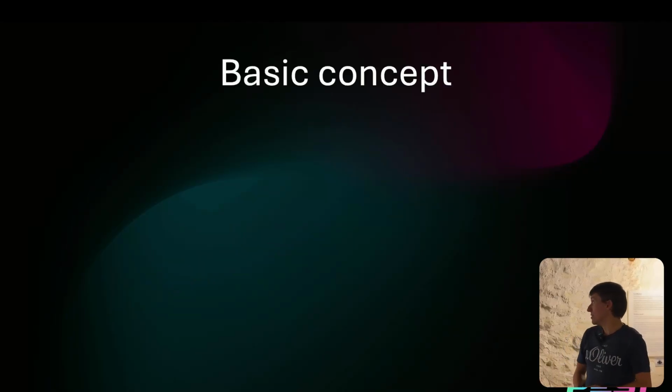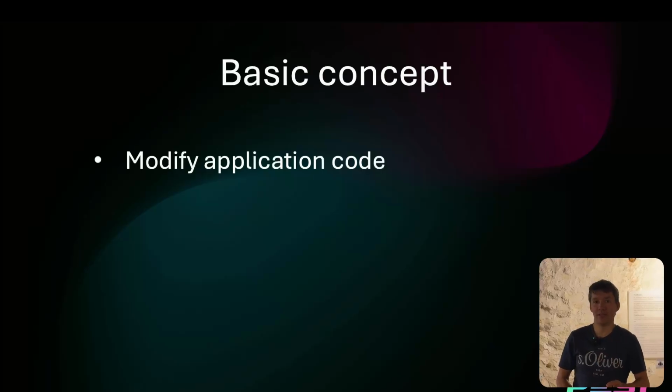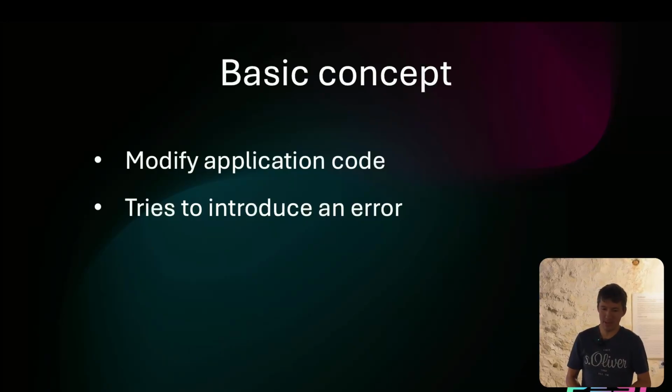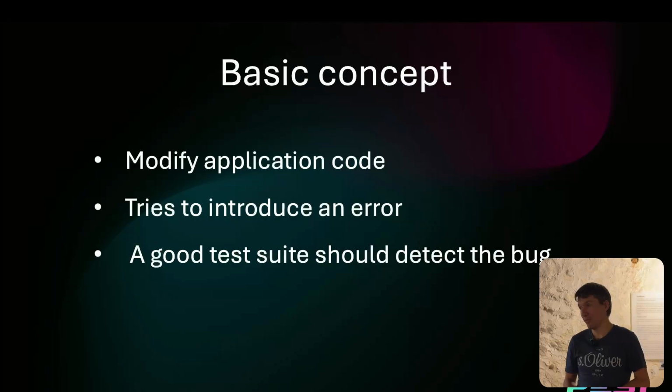So here's the basic concept of mutation testing. Mutation testing takes your application code and modifies your application code. It mutates the code. And important here, it's the application code. It does not mutate your test suite, it mutates your real application code. And it tries to do it in a way to introduce a bug or an error into your application code. And then it runs the test suite, and a good test suite should be able to detect the bug introduced before.